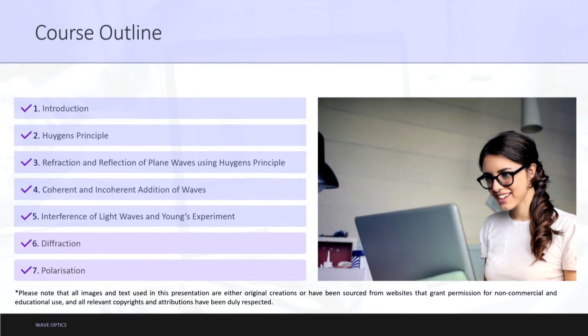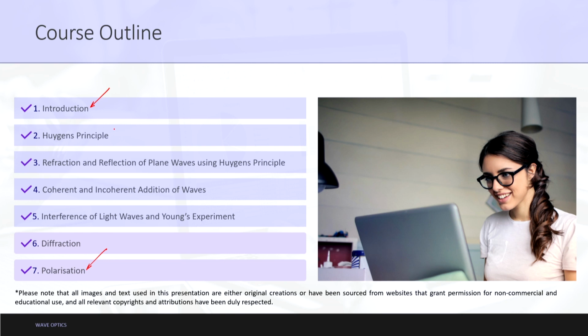Let's begin our discussion. Right now we are on the polarization concept. Before that we did all the concepts involved in wave optics. We started with the introduction, in which we understood the concept of wave optics, how it is different from the Descartes theory of light, and why there was a need for wave optics to come into the picture.